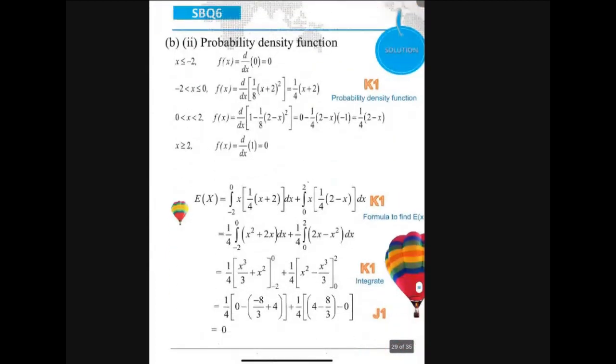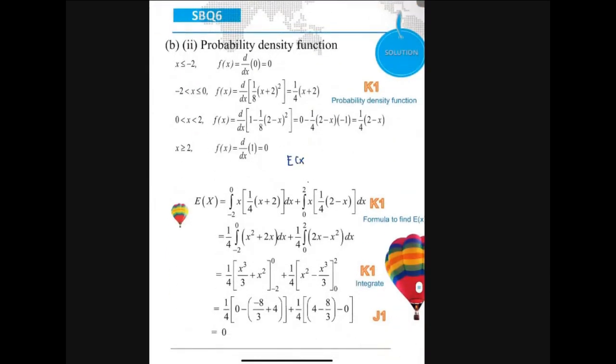In order to find the mean, remember the formula. The mean will be the integral of x times our function, but our function must be the probability function, not the cumulative function. So we have a problem here because our function is in the form of cumulative. From the cumulative function, we have to change this into the probability function first. That's why we have to differentiate each function.